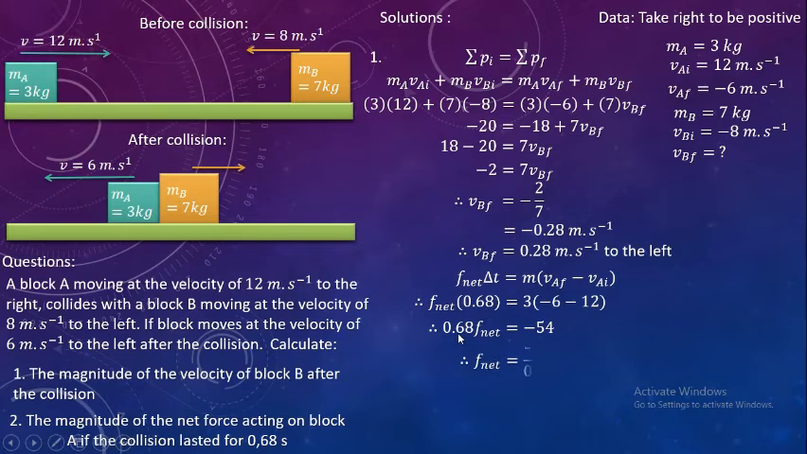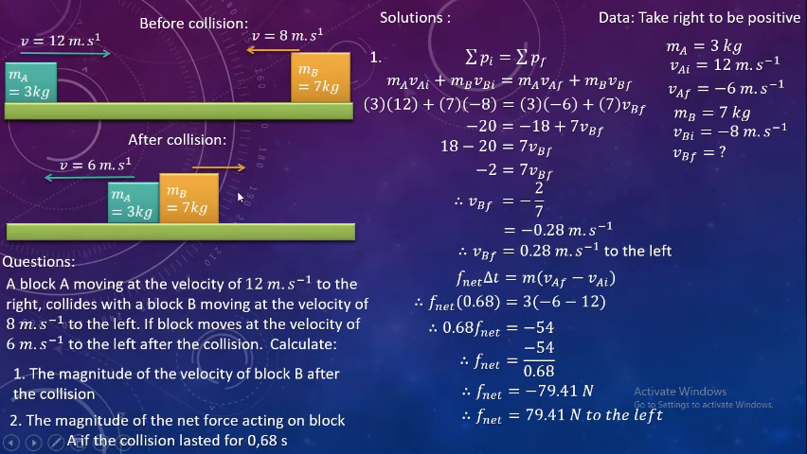To get F net, we divide both sides by 0.68, and then we get that our net force is negative 79.41 newtons. The sign means to the left, so the net force is going to be 79.41 newtons to the left, which is true. If you want the force on object A, it has to be exerted towards the left. So object B will exert this amount of force on object A towards the left, and then it will cause a change in momentum in object A.